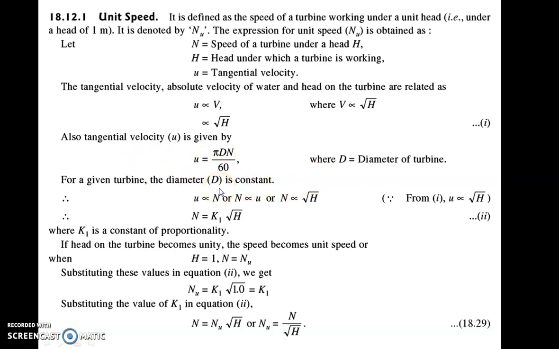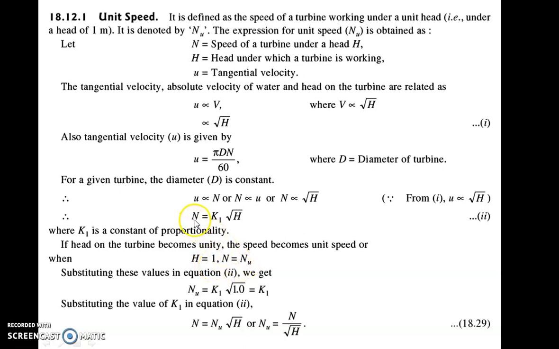So N is directly proportional to root H, that we have seen, because u is directly proportional to root H. So N you can write as k into root H, that is a constant into root H. If you take H as equal to 1 meter, then N will become N_U, that is unit speed. Like your specific speed, N becomes N_S when P is equal to 1 kilowatt and H is equal to 1 meter. Now here power is not there, only head is there. You have to take it as unity, 1 meter. So N will become N_U.